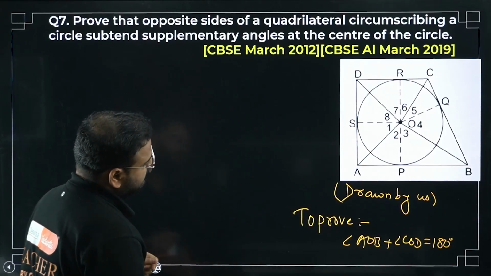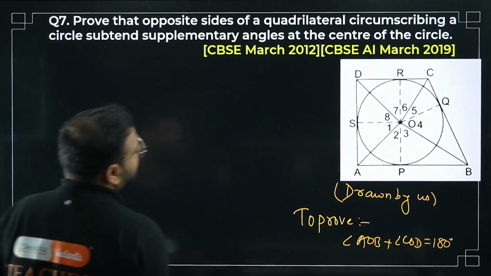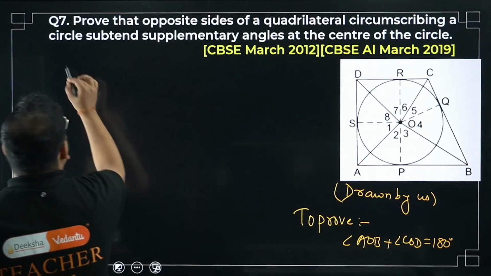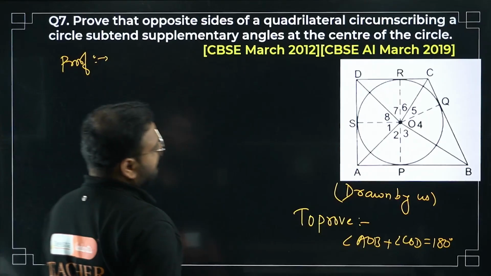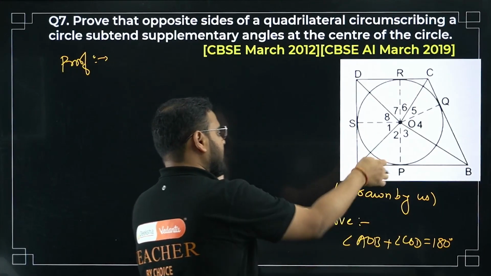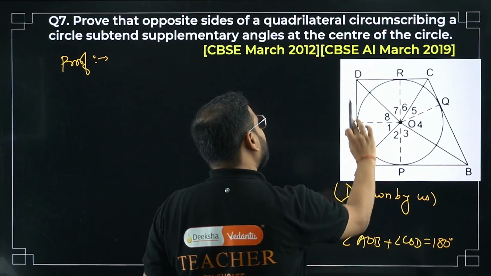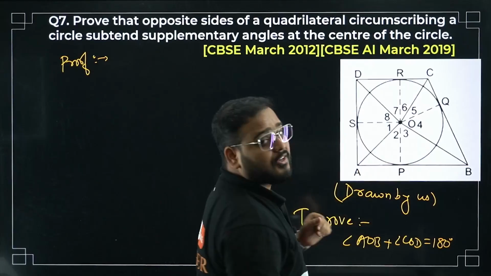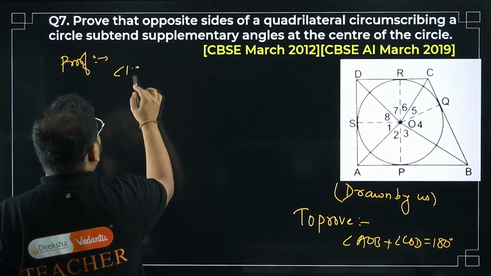Chaliye. So angle AOB plus angle COD is 180 degrees. We have to prove this. Now check the proof part. We know one thing in the proof: AS and AP are equal. We just proved that, no? From the external point A, AS and AP are tangents, right? So they will make equal angles. Angle 1 equals angle 2, sir.